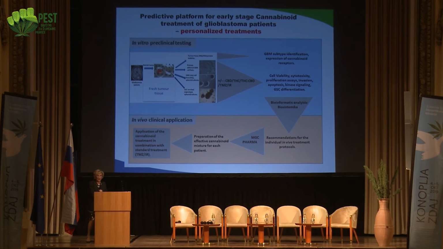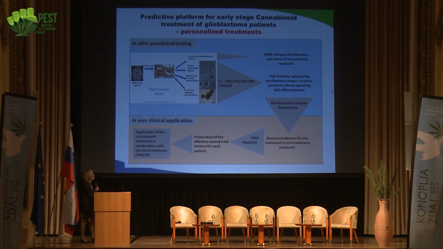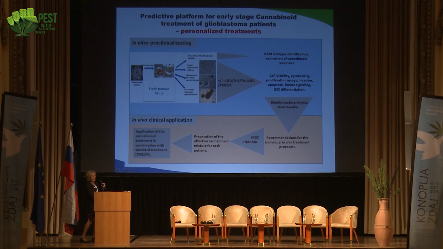Now, for the practical preclinical data, we have constructed, or we are constructing, the predictive platform, which means that we are doing these tests that I have shown you before on the fresh tumor tissues and fresh tumor cells to then characterize what subtype it is, how is the level of the expression of cannabinoid receptors, and how this particular cannabinoid or combination or whatever, and in combination with therapy, would affect the cell viability, toxicity, and so on.